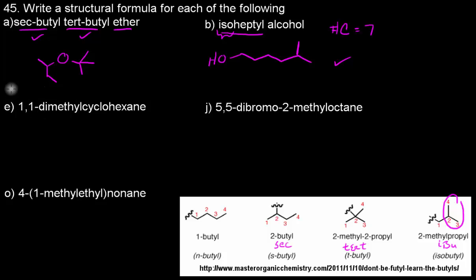So now, question E, 1,1-dimethyl cyclohexane. The first thing you should zoom in on is the hexane bit. If you're going to draw hexane, you would have 1, 2, 3, 4, 5, 6. But one thing we have to take into account is the cyclo. So that means that this carbon right here is attached to this carbon right here.